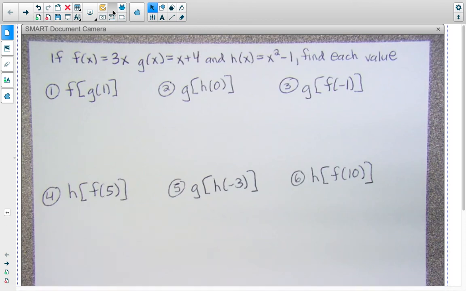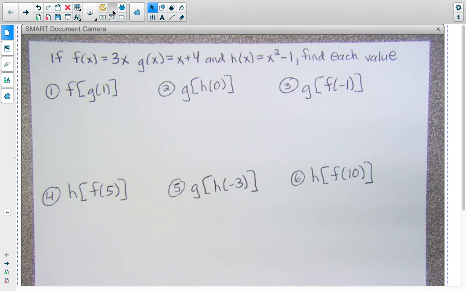So in the first video, you learned about function composition, how to take one function and place it inside of another. So if it says f of g, that means you put g inside of f. If it said g of h, that means you put h inside of g. If it said h of f, that means you do f and put it inside of h. So we learned how to do that in the first video.